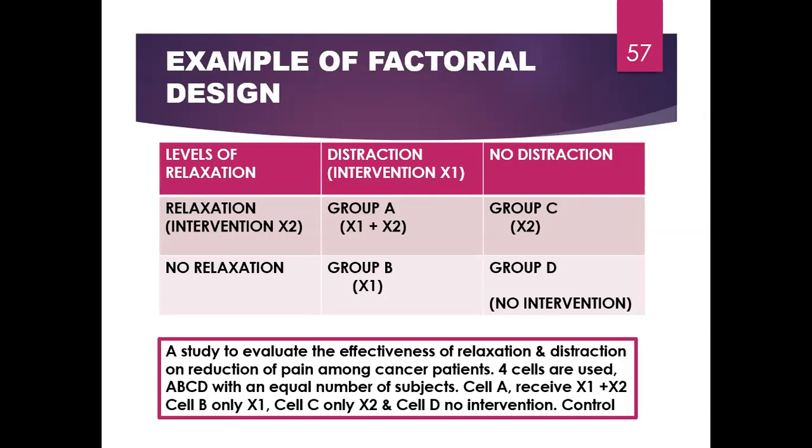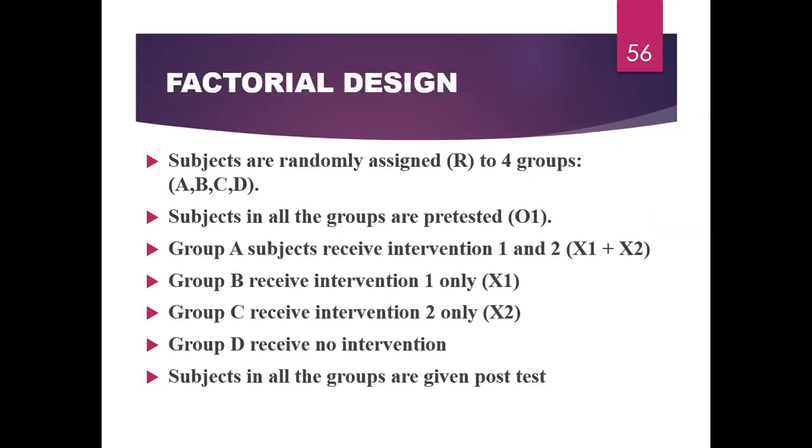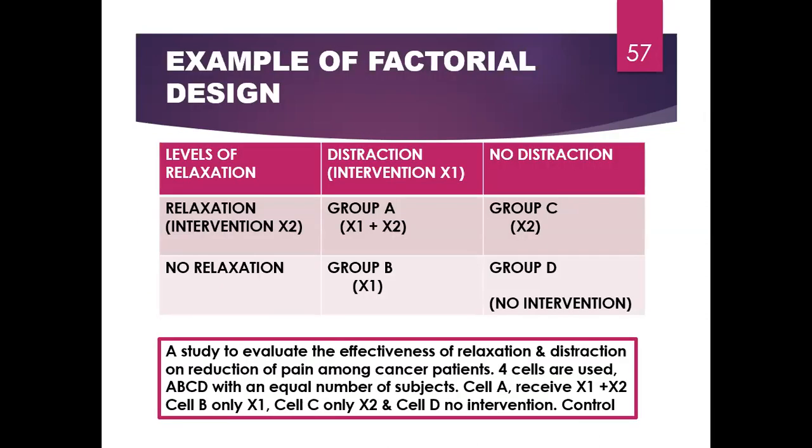So group A receives both, that means relaxation and distraction both. Group B only distraction, group C only relaxation, and group D no intervention. So cell A receives both, cell B only distraction, cell C only relaxation, and cell D no intervention. Subjects in all the groups are given post-test. Cell A subjects allow the researcher to examine the interaction between both independent variables, that is distraction and relaxation.